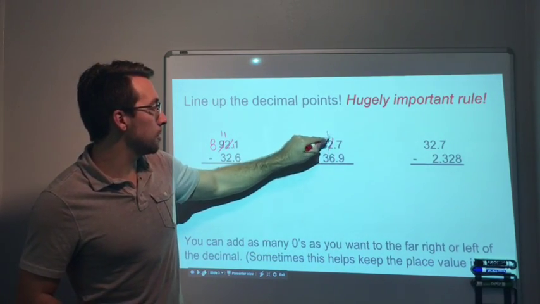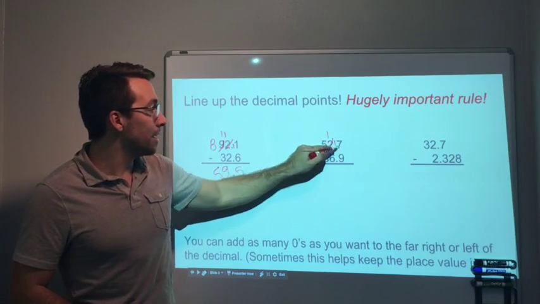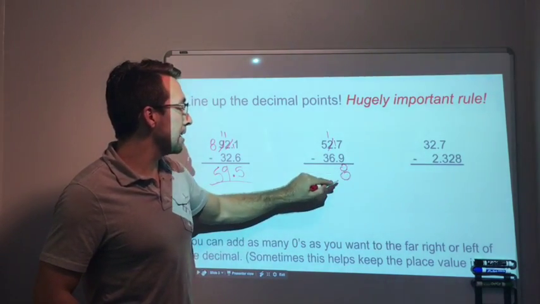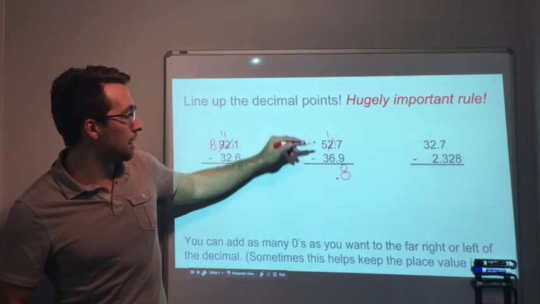7 minus 9. Can't do it. Let's borrow from the 2. We have 1 left. What is 17 minus 9? Well, that's 8. 8 plus 9 is 17. So 17 minus 9 is 8.